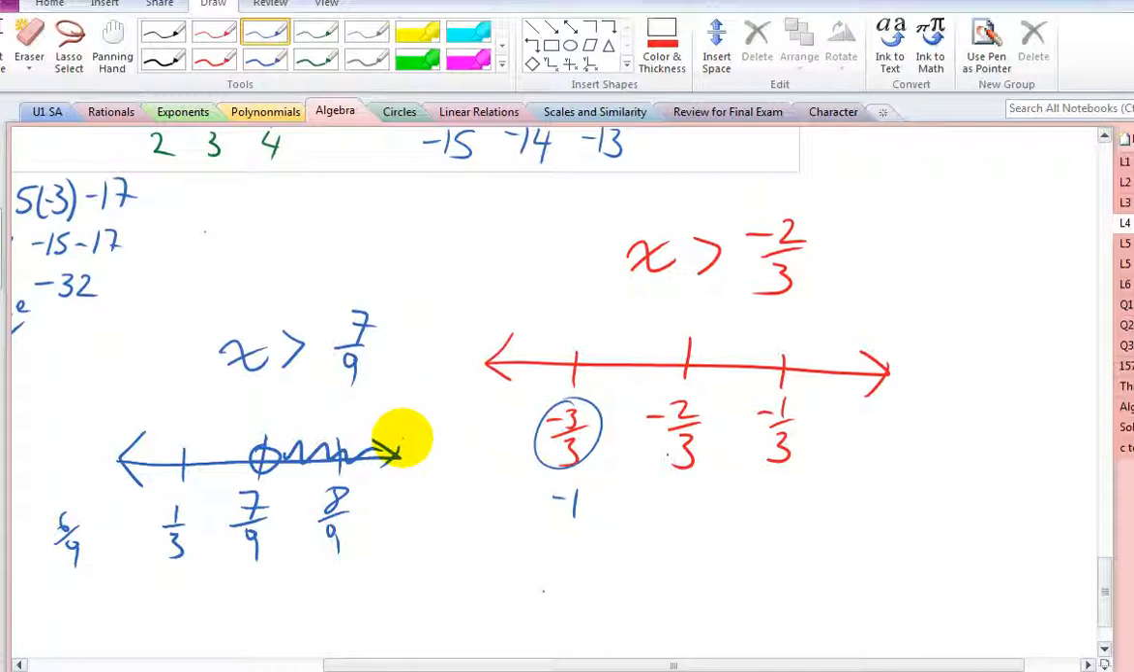Yep. 6 over 9, that's 2/3. Oh yeah, there should be 2/3, folks, not 1/3. 2/3. Okay. Thanks, Sean.